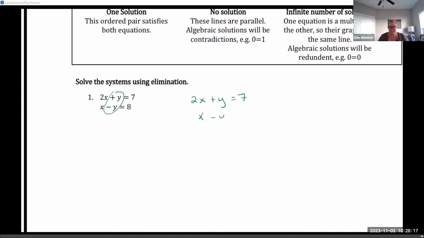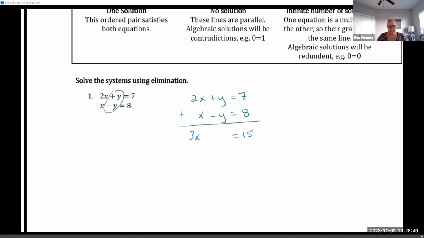Again, I've already got this set up, so I have a plus y minus y. This wouldn't work if it was plus 2y and minus y, right? They have to be the same value, just opposite signs. So I'm going to add the two equations together. 2x plus x gives me 3x. Plus y minus y, those cancel out. We'll bring our equal sign down. And 7 plus 8 equals 15.